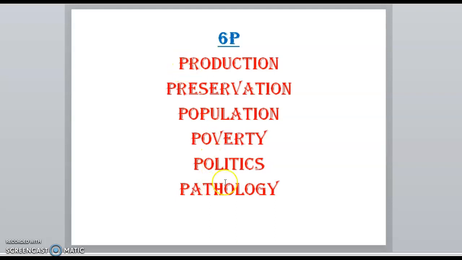So these six factors, you can write this in your exam, that there are six determinants of malnutrition. These are production, the first P is production, second P is preservation, third is population, fourth is poverty, fifth is politics, then sixth is pathology, right? So I hope you understand and you can write this in your exam.